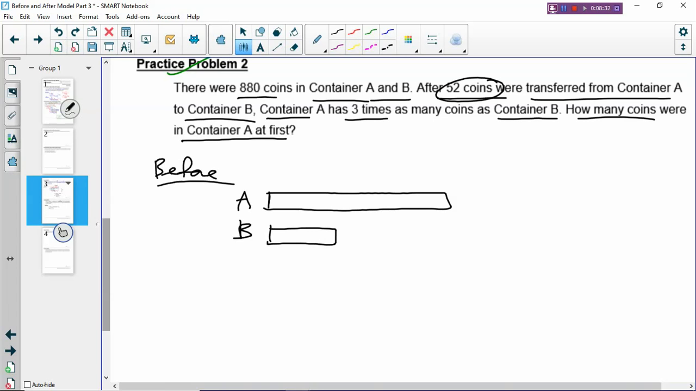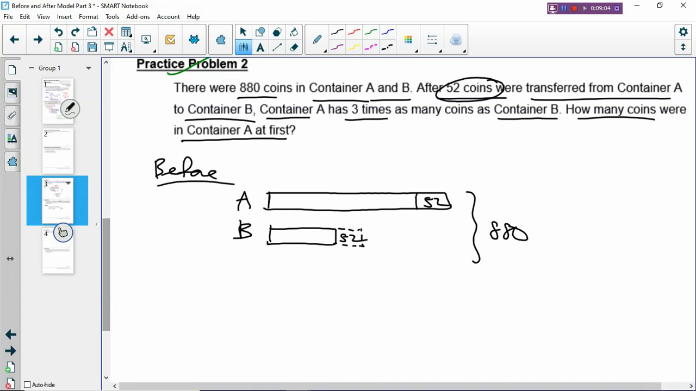Okay, so there were 880 coins in container A and container B. So that is the total at first. And after 32 coins were transferred, I'm going to cut a little box here, and I'm going to put that little box over this side, which is beside container B. So you're going to transfer 32 coins from container A and put into container B. Have you transferred already? Have you taken out already? Not really, because the 32 coins is still inside the rectangle for container A.